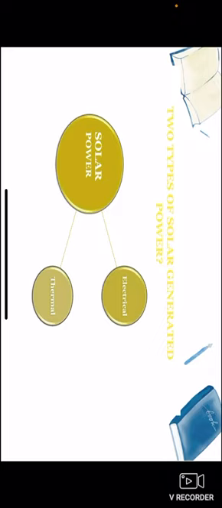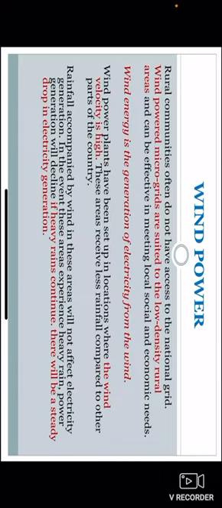Let's talk about the second example of alternative source of energy. So it's wind power. Wind energy is the generation of electricity from the wind. Wind power plants are set up in locations where the wind velocity is high.